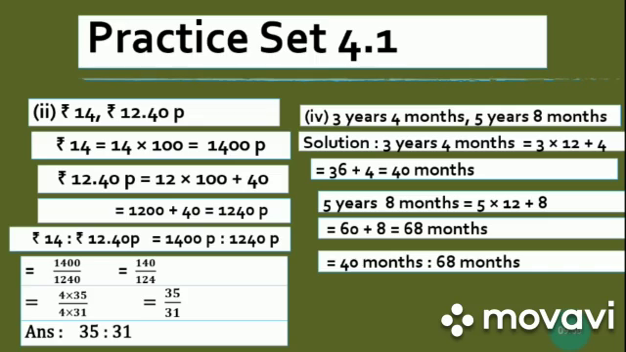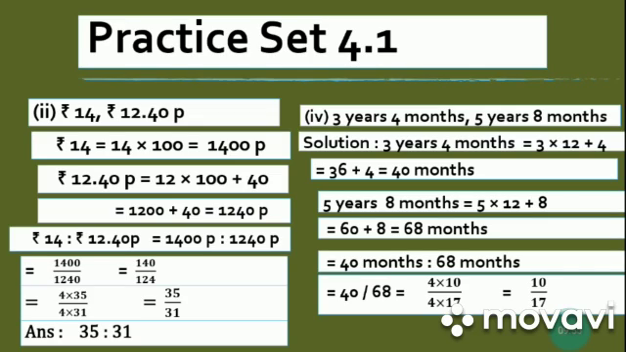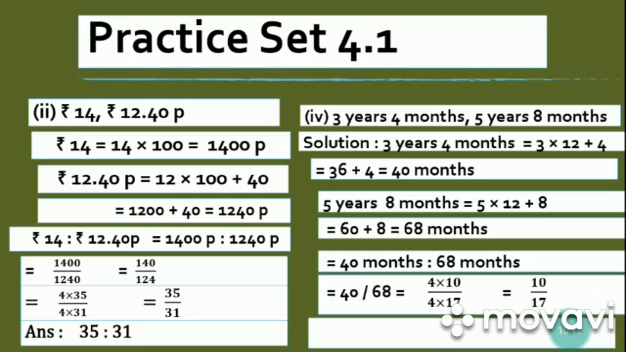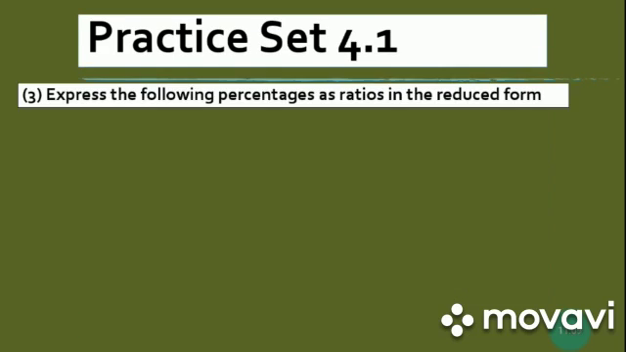That is equal to 40 months is to 68 months, that is 40 upon 68, that is equal to 4 into 10 upon 4 into 17. Here 4 gets cancelled, and our answer is 10 upon 17, or 10:17. Let us solve question number 3.